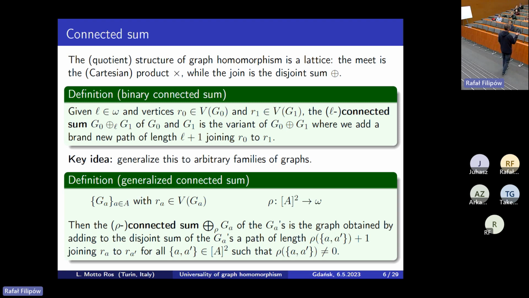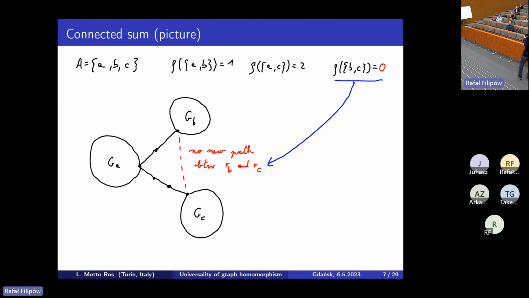The only point is we use 0 for no path. This is just for coding reasons. If you don't want to add a path, because this is an option, rho gives you value 0. Value 0 means don't add a path between the two. That's the only coding thing, because maybe you need not add all possible paths, you want to add just some of them. So this is the picture.